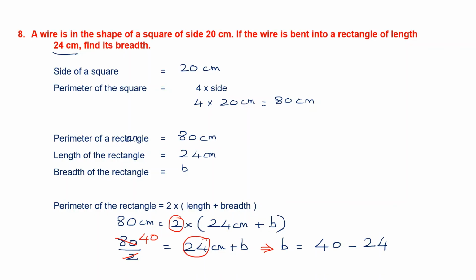Now how much is 40 minus 24? Let's subtract and see. Let's borrow. 10 minus 4 is 6. 3 minus 2 is 1. So that's 16. So we have found the breadth to be 16 centimeters. So this is our answer. Breadth is equal to 16 centimeters.